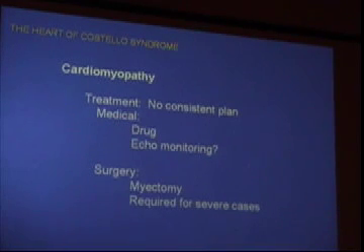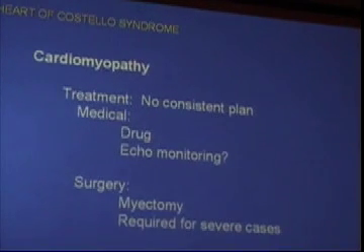For cardiomyopathy in Costello syndrome, there is no consistent plan. But that doesn't mean, folks, there's not a plan. It's just that I'm not going to give you a recipe. Your heart doctor knows how to treat cardiomyopathy, because they do. They may not have ever treated a child with Costello syndrome, nor may they know exactly what to do at that moment. And they may need to do some networking and talk to some of the other doctors to find out what has worked best for them.